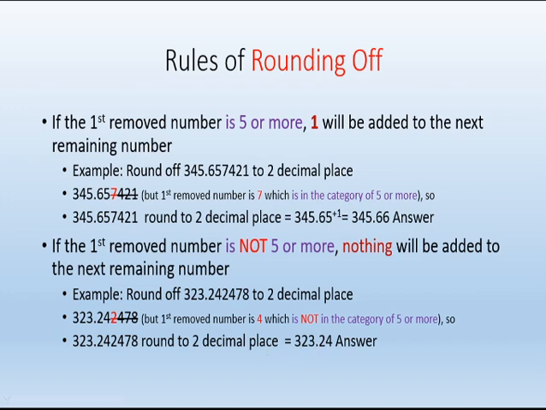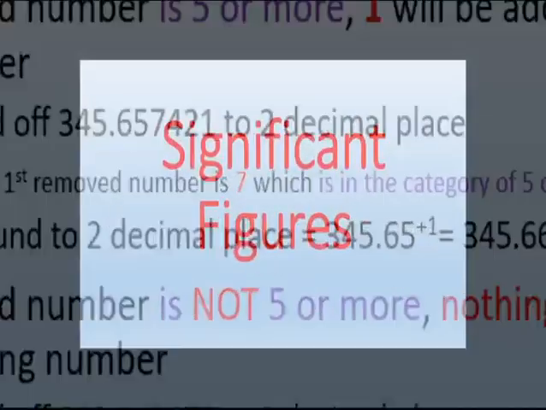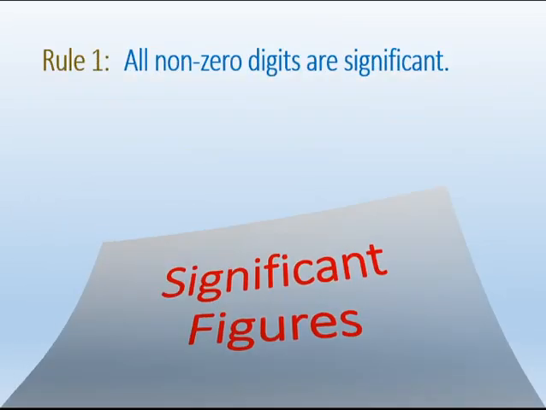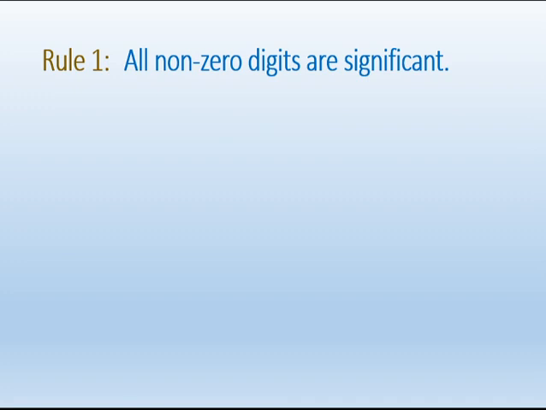Now come to the topic of significant figures. In significant figures, we are working on counting the numbers which can be converted into scientific notation. We will be removing some of the numbers, and significant figures and decimal rounding off have some differences. So let's check it out. The rules of significant figures.